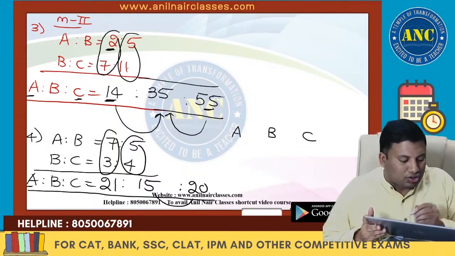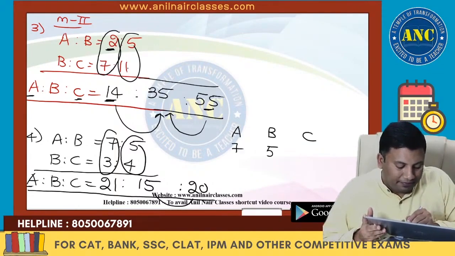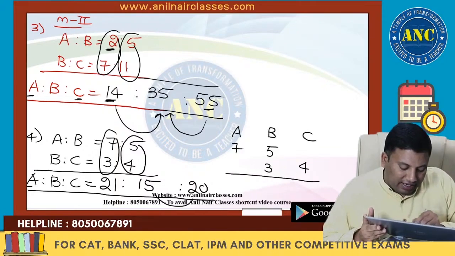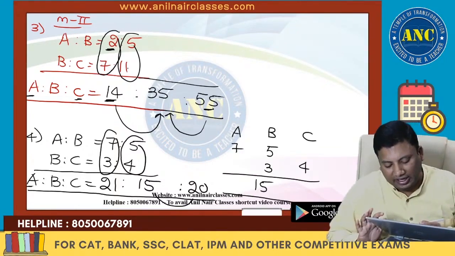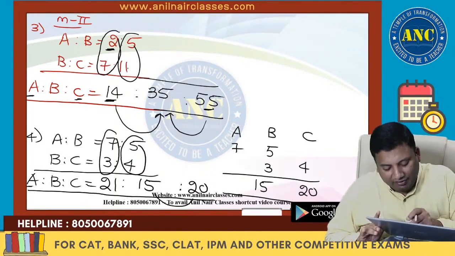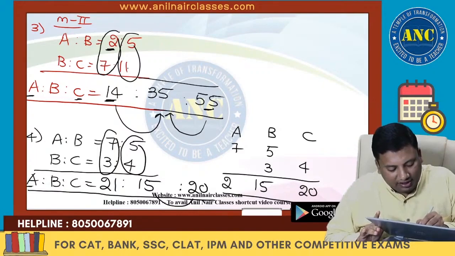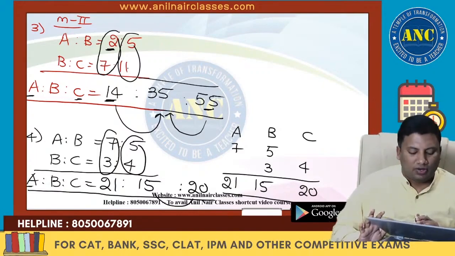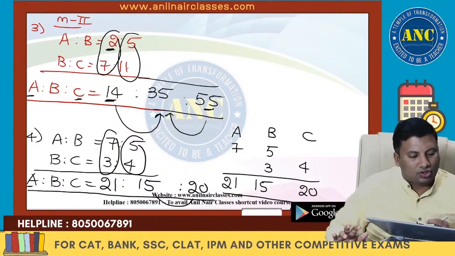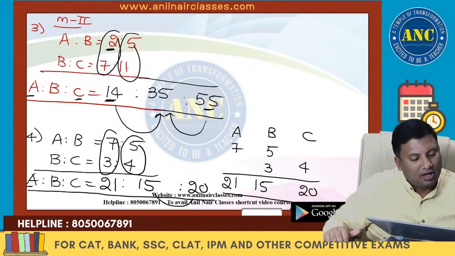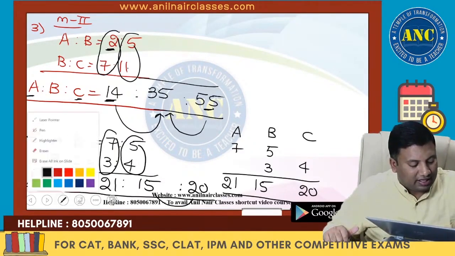Only thing you have to solve it first: 7 5, 3 and 4. 5 and 3 both should be same. 3 5s are 15. 4 5s are 20. 5 3s are 15. 7 3s are 21. Same answer you got: 21 is to 15 is to 20. Sir, can I do it for more than 3 variables? Definitely you can use it.